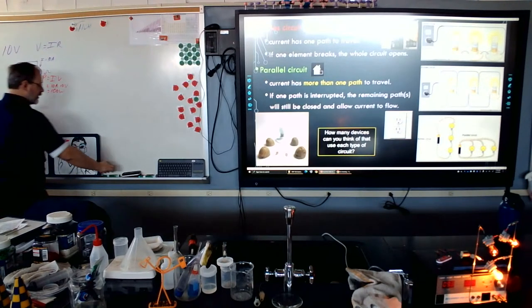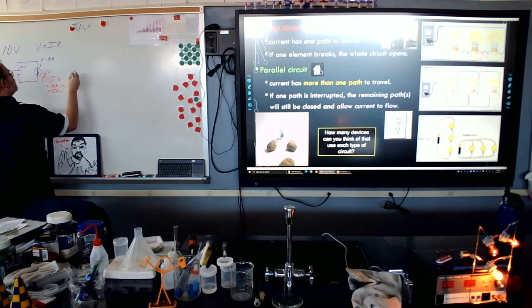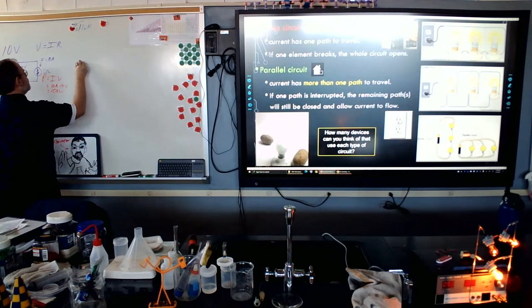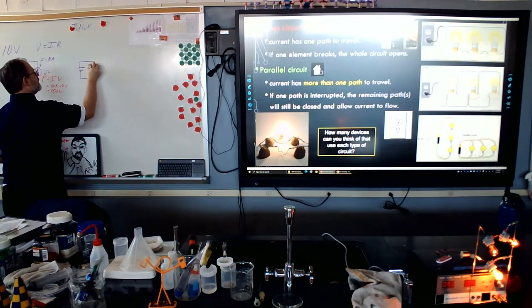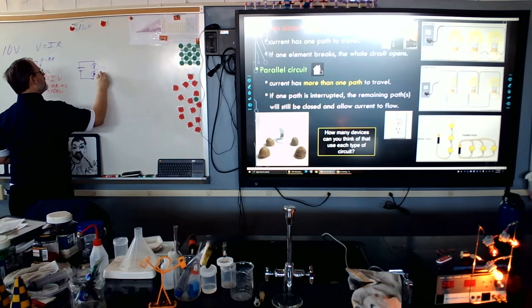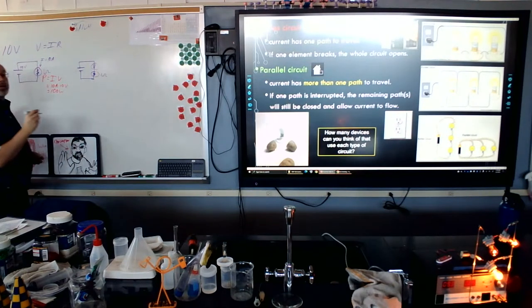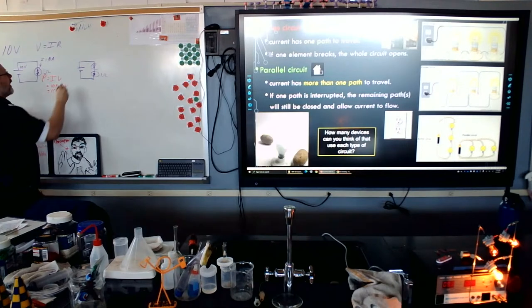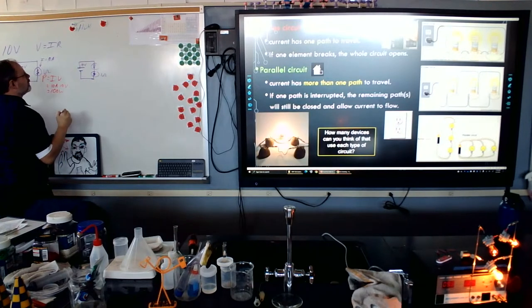Now, two bulbs in series. Draw the same diagram. We got one voltage source, and then we have a bulb and another bulb. There's a bulb. There's a bulb. This is 1 ohm, and this is 1 ohm. So far, so good? The battery is still 10 volts.